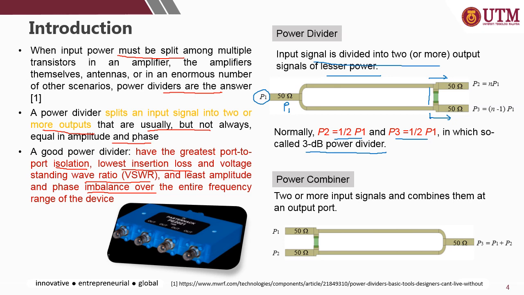And the other term is the power combiner, when two or more input signals combine at the output port. So you have separate input signals at port 1 and port 2, and these two signals will be combined and transmitted via a single transmission line. In between these two ports there is a resistor, which is included to improve the isolation, to make sure that there is no signal traveling between the adjacent ports.